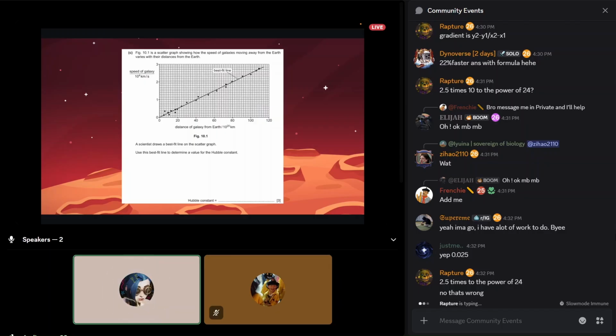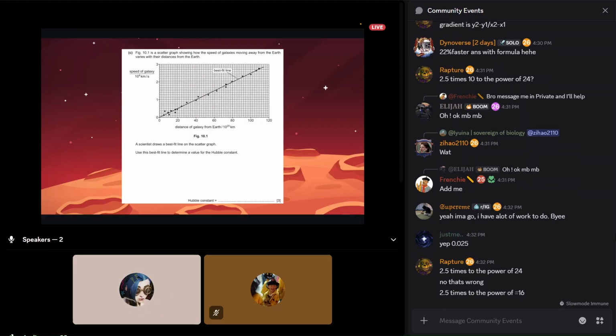Okay, so 0.025 is the gradient. But then you also have to take into account the units of both axes. So it's 10 to the power of 4 kilometers per second divided by 10 to the power of 20. You have to multiply it, because for units purposes, you have 10 to the power of 4 divided by 10 to the power of 20. You guys get it?